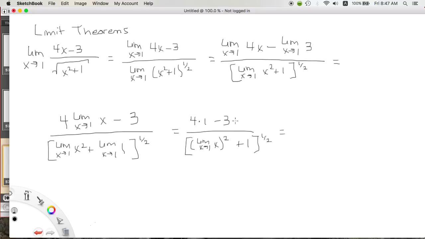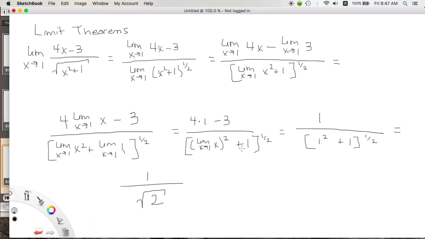So we've got 4 minus 3 on the top is 1. On the bottom here we've got the limit as x goes to 1 of x. We know from that identity theorem that that's 1, so we have 1 squared plus 1 to the 1/2. So we have 1 over, and here 1 squared is 1 plus 1 is 2 to the 1/2 power, so we'll write that as the square root of 2. 1 over the square root of 2 is our limit.